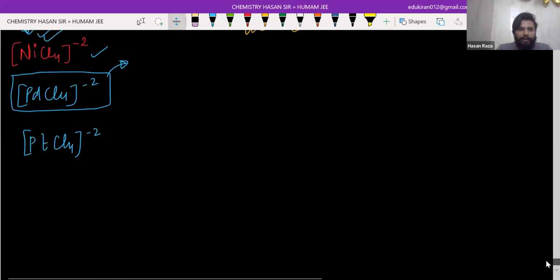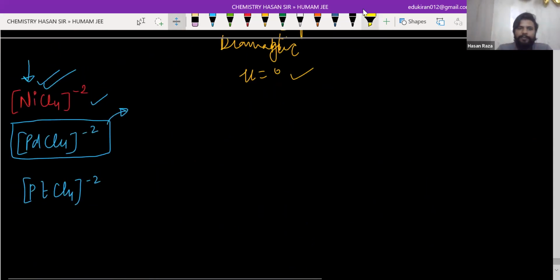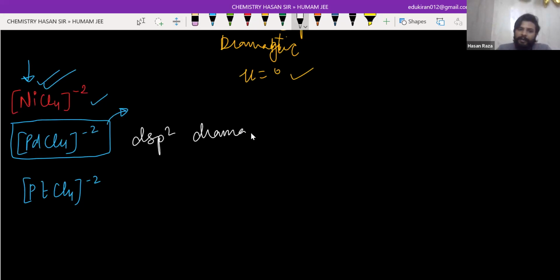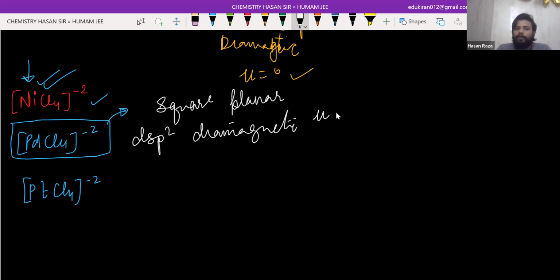Are you getting my point? In the case of platinum and palladium, here this Cl4, which is a weak field ligand, becomes strong, and hence the hybridization becomes dsp2, diamagnetic. dsp2 has square planar geometry, and mu will also equal 0. In the same way, for platinum in the 5d series, again dsp2, everything will be similar. Is that clear, both of you?